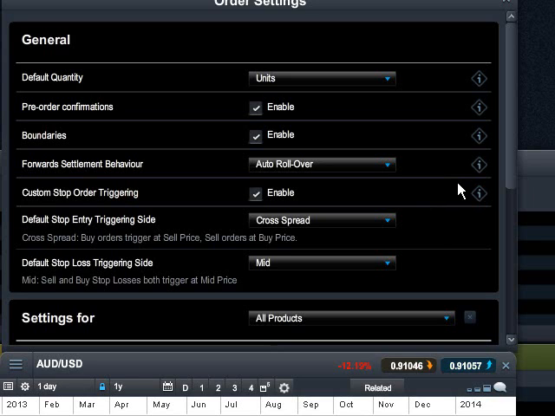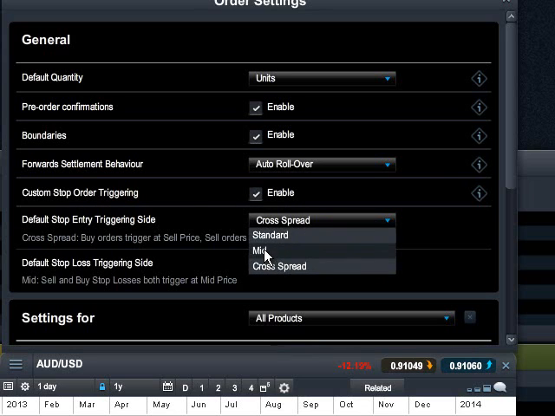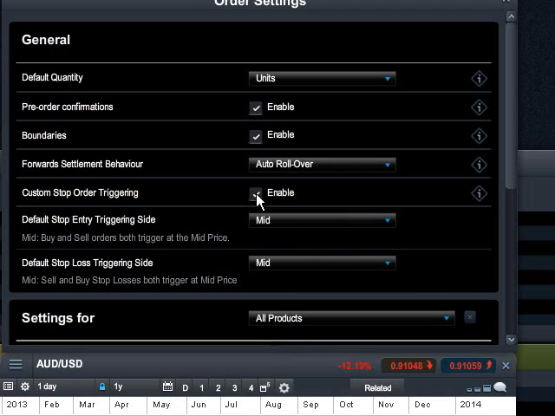But whichever way you choose to go, it is simply a matter of clicking the customer order stop triggering alternative, enabling that, and then choosing which of the alternatives you like. If you choose no alternative, then the default setting is for your stops to be triggered by the standard setting, or the first price that hits that level.